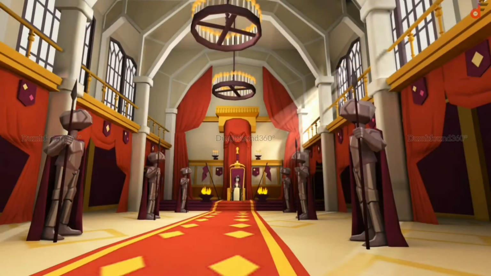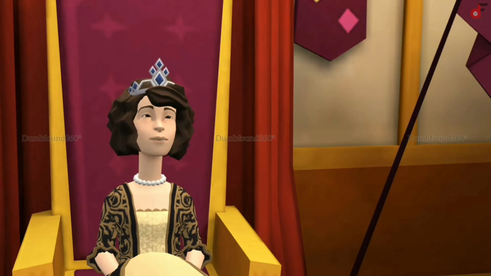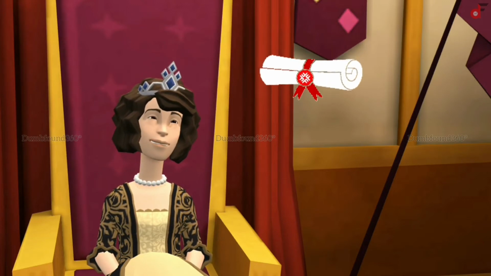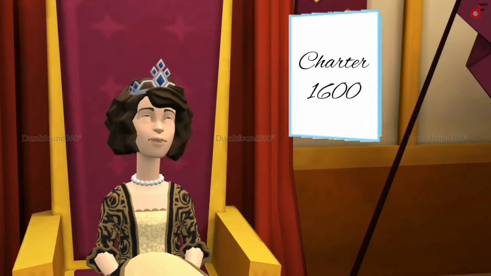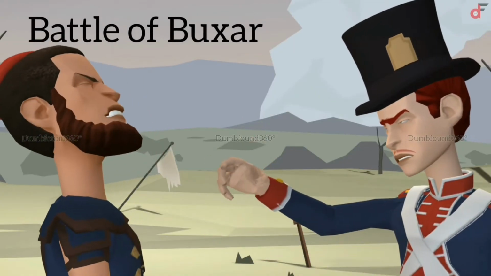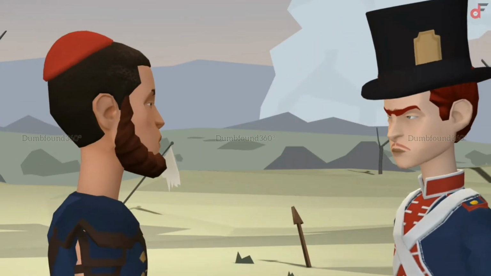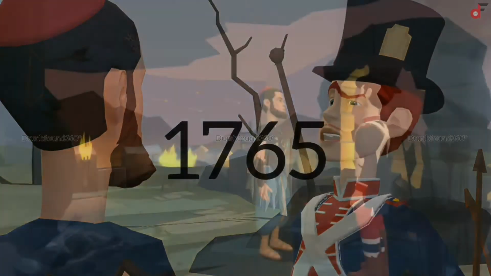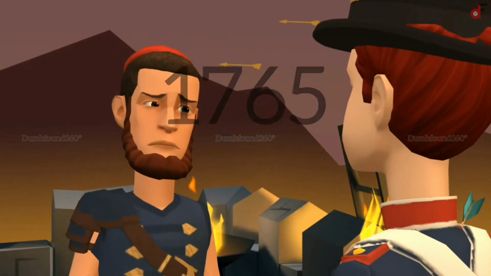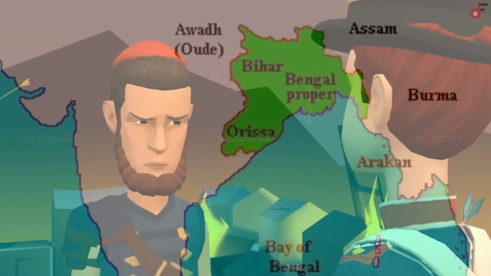The East India Company had the exclusive right to trade in India as per a charter granted by Queen Elizabeth I in 1600. In 1764, the company won the Battle of Buxar against the Mughal Emperor Shah Alam. Therefore, in 1765, Shah Alam granted the Diwani rights of Bengal, Bihar, and Orissa.